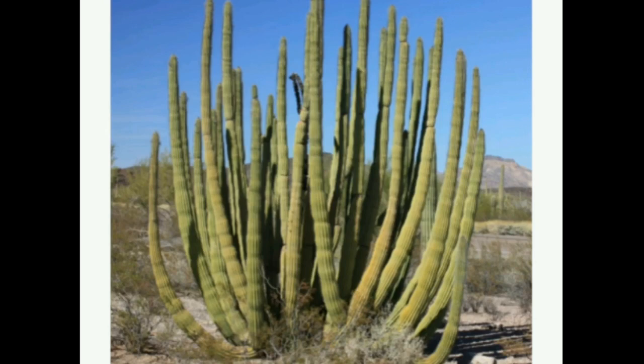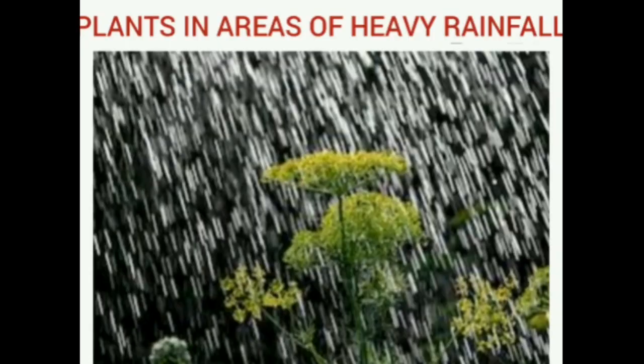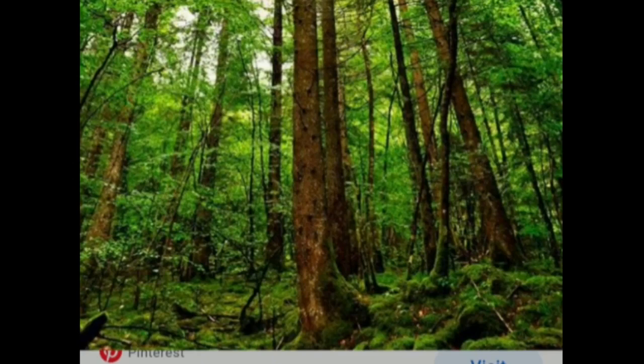4. Plants in areas of heavy rainfall. Here, the trees have lots of leaves and they remain green throughout the year because the water is abundant. Hence, they are called evergreen forest.